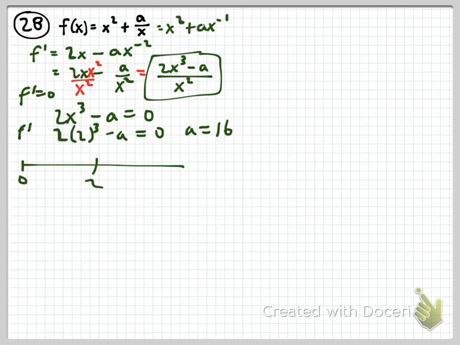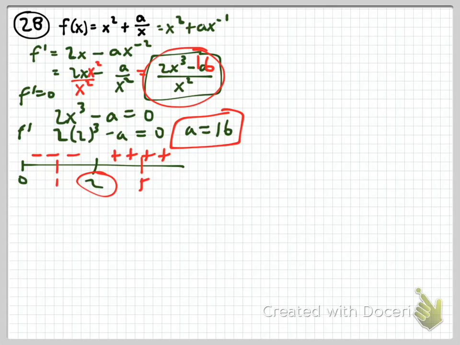Let's make sure, f prime test to the left of 2. So between 0 and 2, let's pick a 1. Okay, so if we pick 1, f prime, which is this guy right here, now we're going to replace a with 16. We have 2 minus 16, that's negative over a positive, so we have negative. And then once x gets past 2, let's say 5. 5 cubed is 125. The numerator would be positive. The denominator would be positive as well. So f prime would be positive there. So that indeed confirms the fact that we've got the correct value for a, that would cause the function f to have a local minimum at x equals 2.